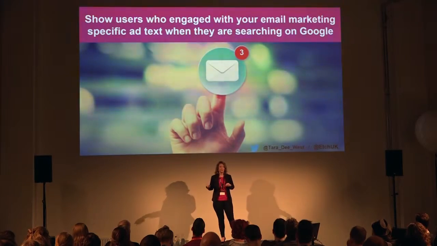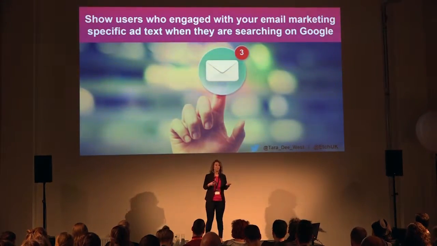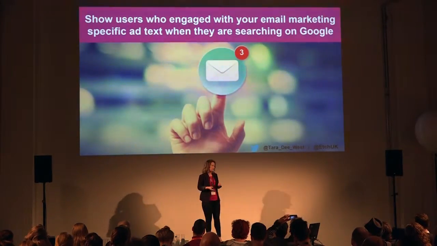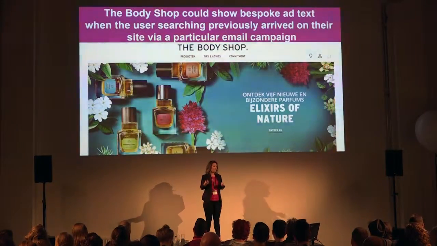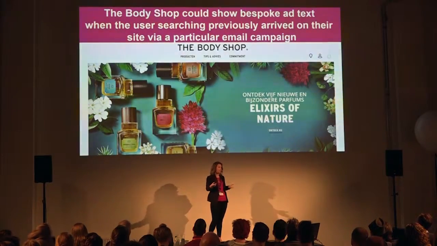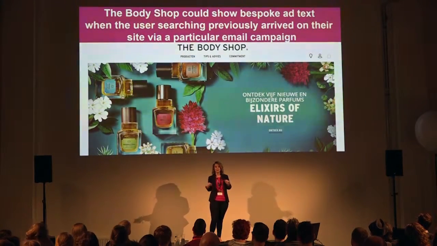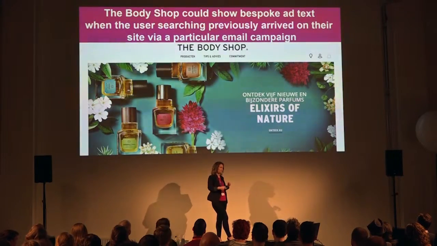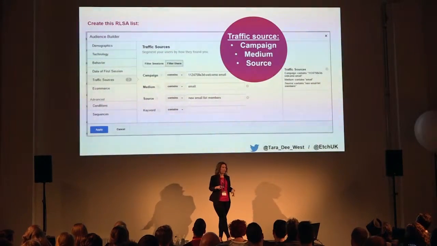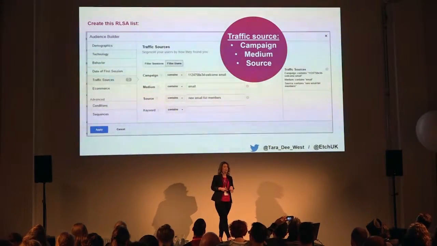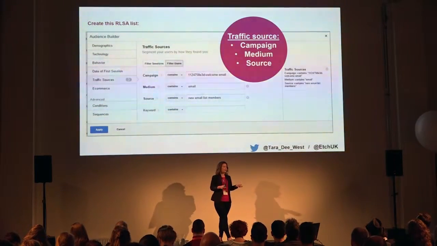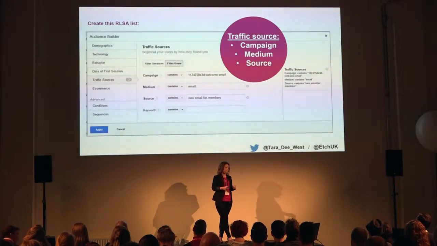So another option, similar to the one I spoke about with Facebook, is to target people who visited your site via your email marketing when they're searching on AdWords using broader keywords. So, for example, the Body Shop could show bespoke ad text or bid on specific new keywords they wouldn't normally bid on if they know the person searching came to their site via their email marketing. And to set this list up, you'd literally just do it in the same way as I explained with the Facebook example. You've tagged the links in your email marketing so you know what the source, medium, campaign name is going to be, and create a list that contains all the traffic that came from there.